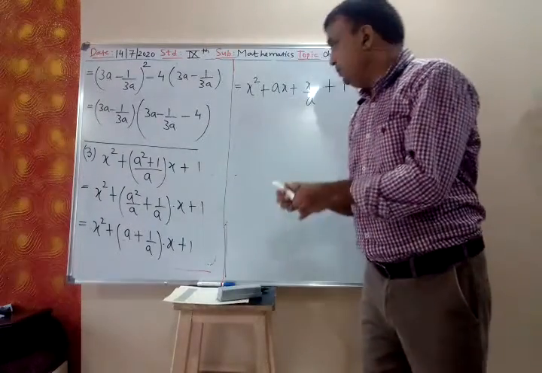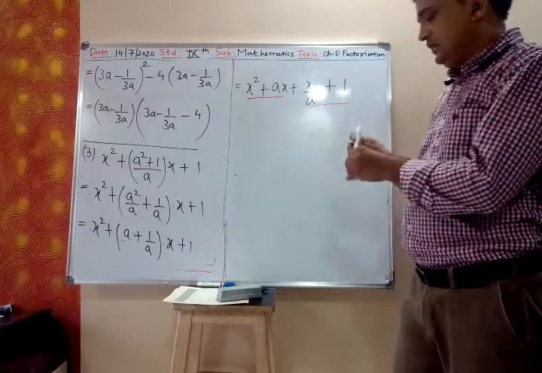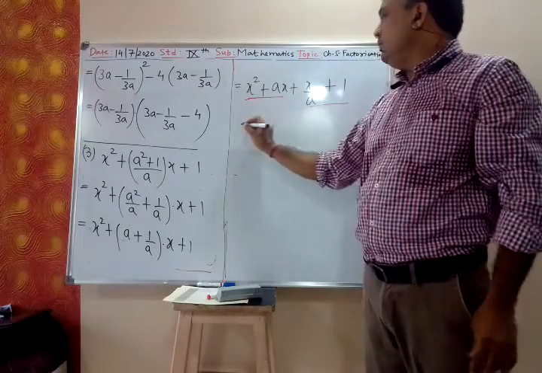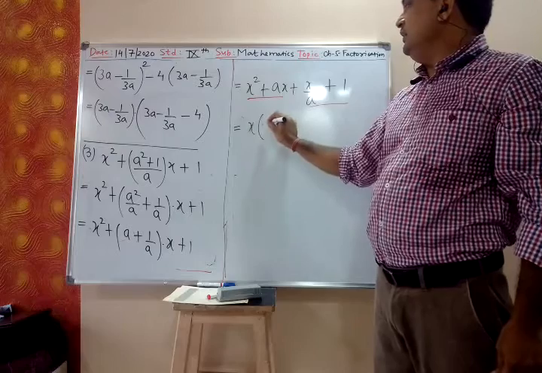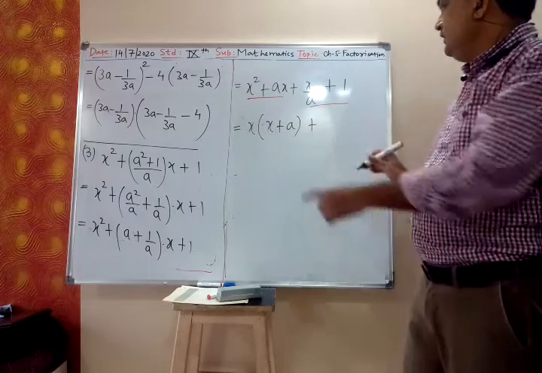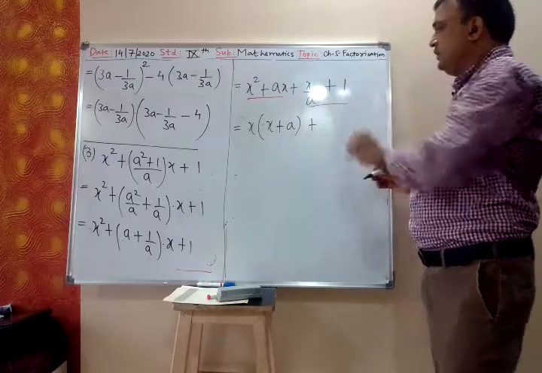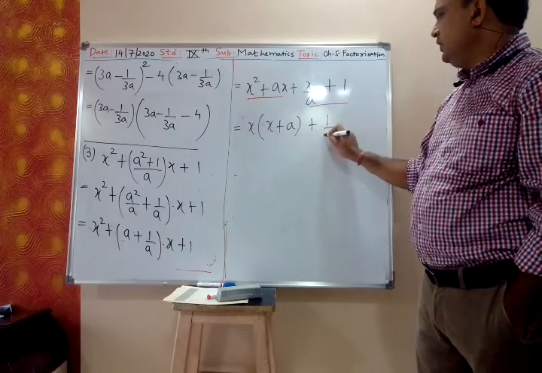Now we do the grouping. We take these two terms together and these two terms together. In the first two terms, what is common? x is common. So what is left? x plus a. Now in x upon a plus 1, I will take 1 upon a common. Then what is left? Tell me.